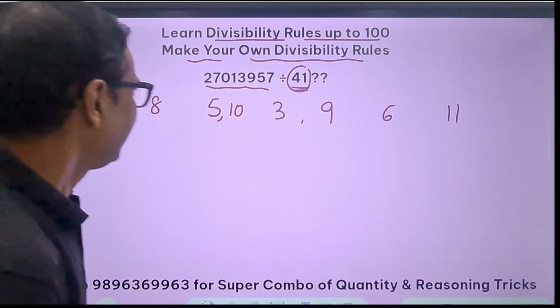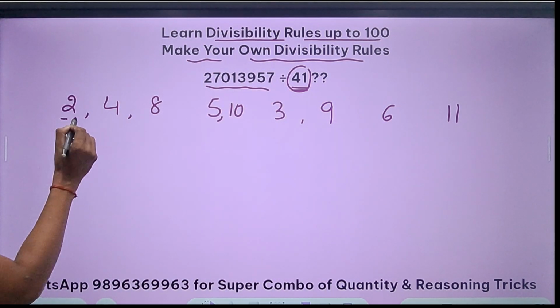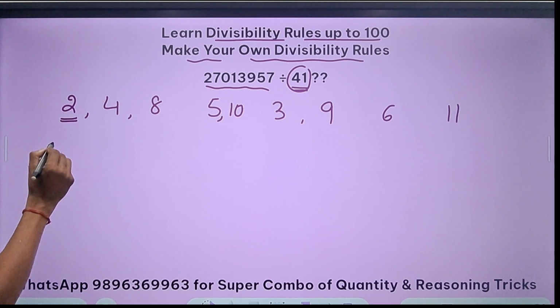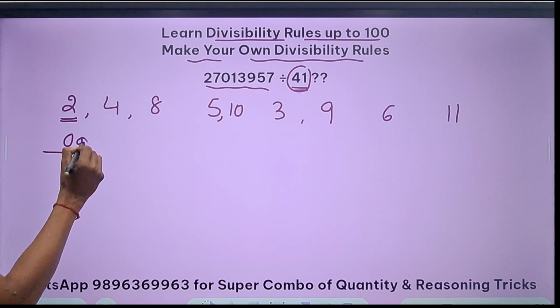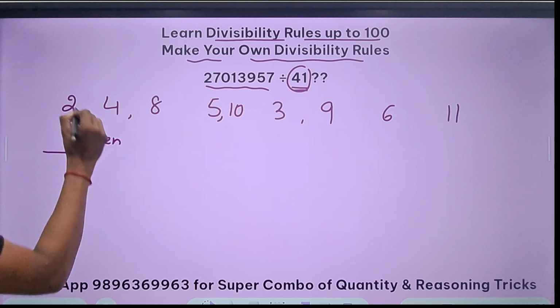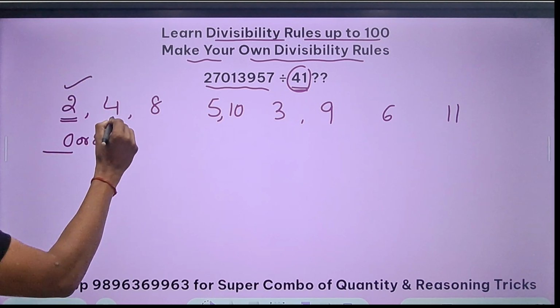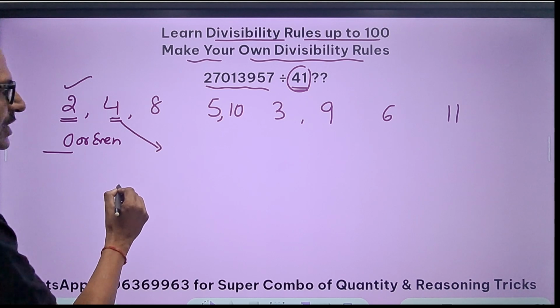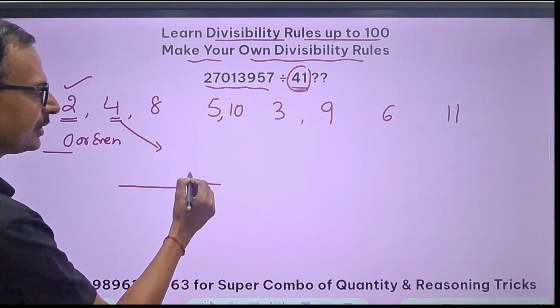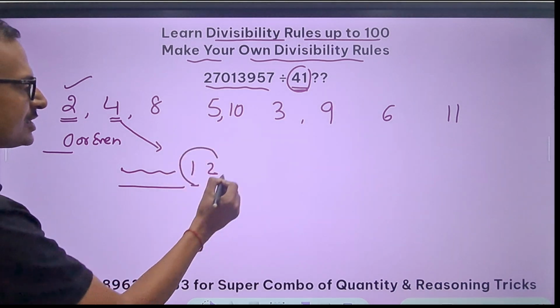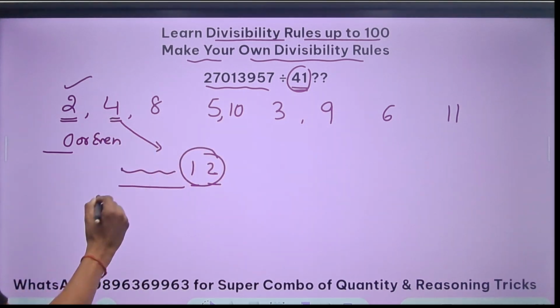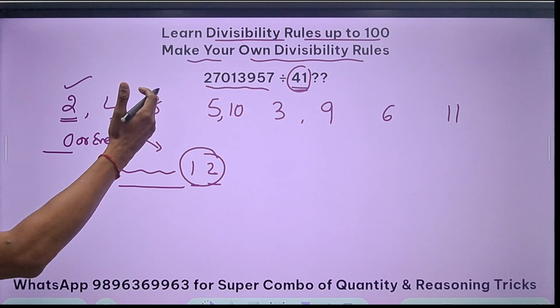Watch. The first thing is the divisibility rule of 2. So we just need to check the unit digit, right? If the unit digit is 0 or even, then the number is divisible by 2. For 4, the last 2 digits of the number. So suppose whatever is the number followed by 12. So yes, 12 is divisible by 4. So the entire number is going to be divisible by 4.